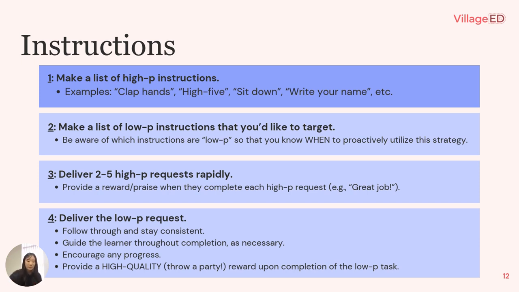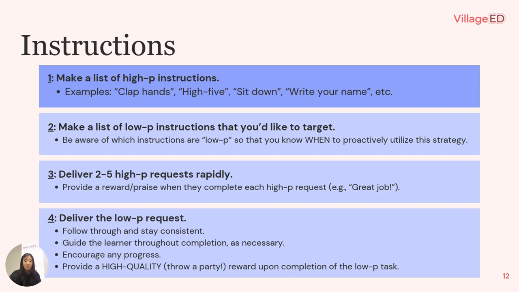And then lastly, we want to follow through with that low P request. When we're actually delivering that low P request, we want to make sure that we follow through with it and that we stay consistent. There are definitely going to be times when you build momentum with all of those great proactive strategies and high P requests, and you still get a pushback. When this happens, you need to follow through and stay consistent. Definitely guide your learner to complete the task and provide the assistance he or she needs, but you want to follow through. So again, guide the learner through completion as necessary.